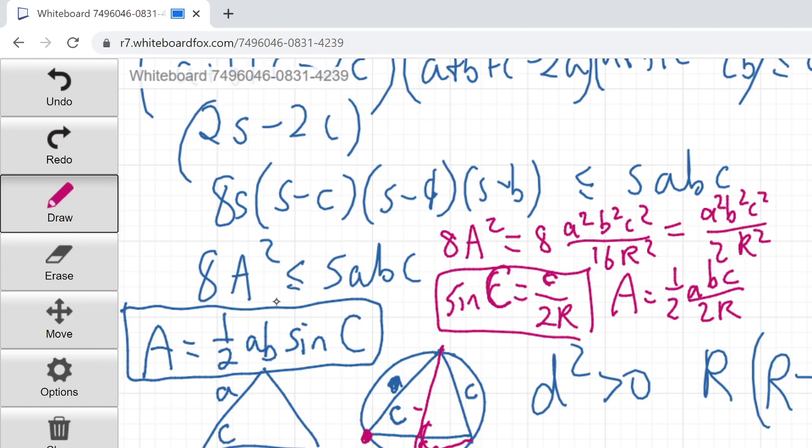Whoa. Wait, is R constant? Is R equal to 2 pi? Wait, no, what am I on? What am I on? Alex, what am I on?